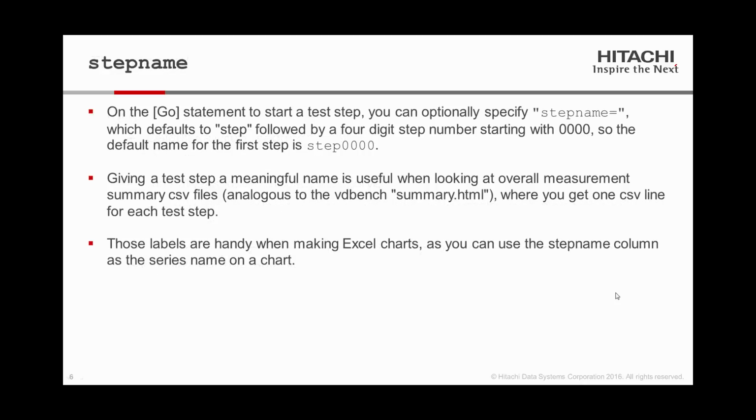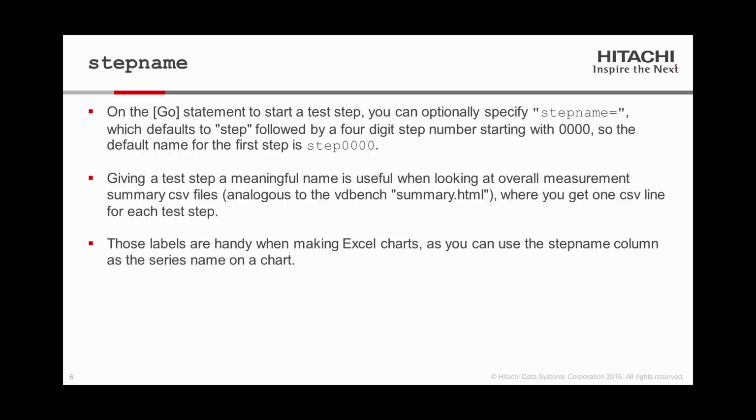If you're running a series of test steps iterating over something, then it's advisable to create a step name which describes the iteration that this step is in the overall loop. So if you're iterating by block size, you might want to say block equals 4K or something like that. You can use string expressions in the IvyScript language to build the overall string that you pass to the go statement. So you can use any kind of an expression to build the step name in a meaningful way.